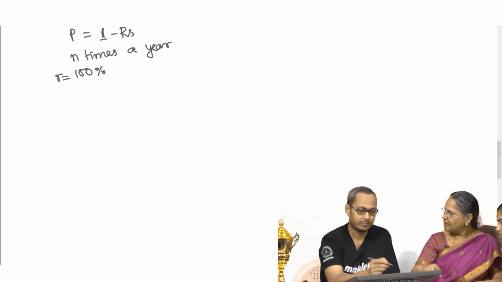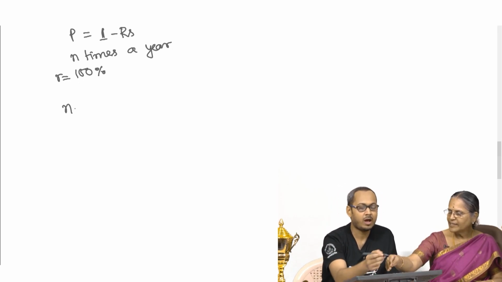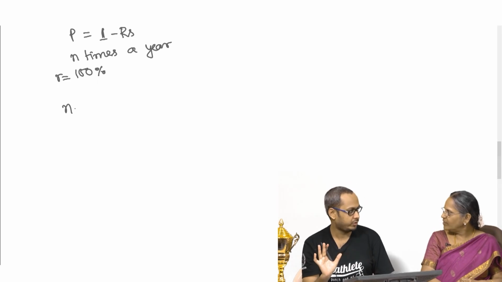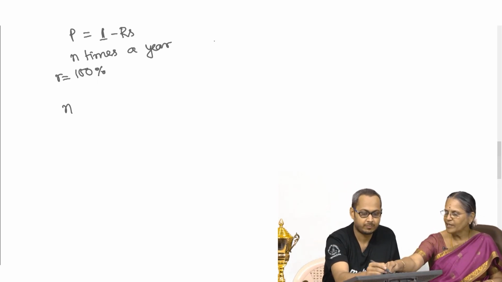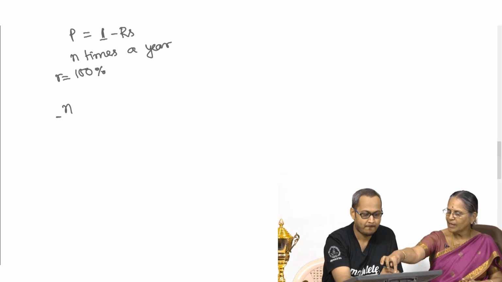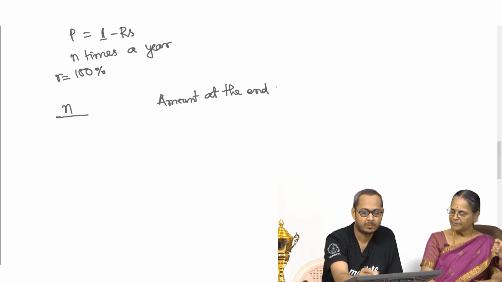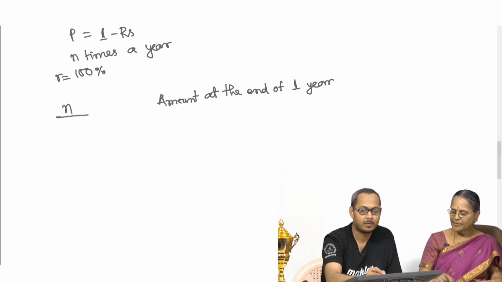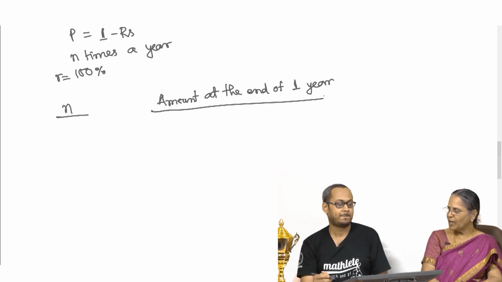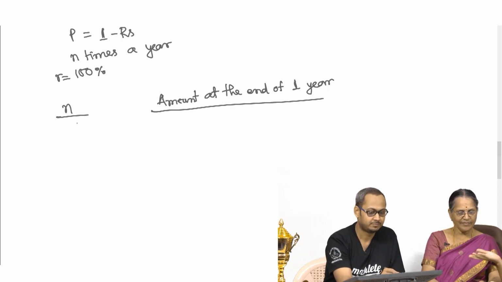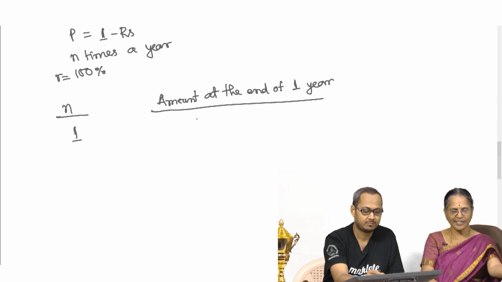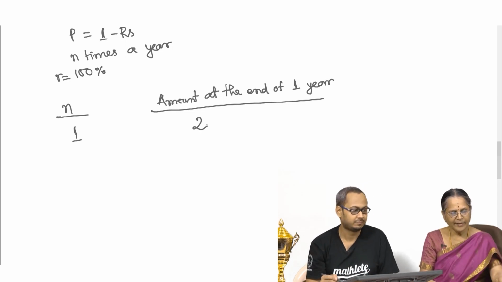Let the first column be n and the second column the amount at the end of 1 year. So n is the number of times we compound in a year. Let us take n to be 1, and then what is the value? The answer is going to be 2.